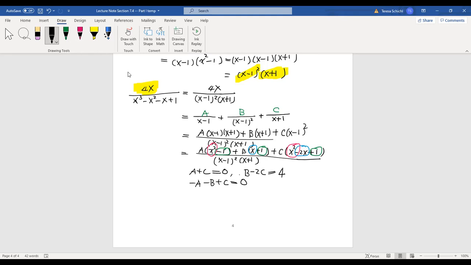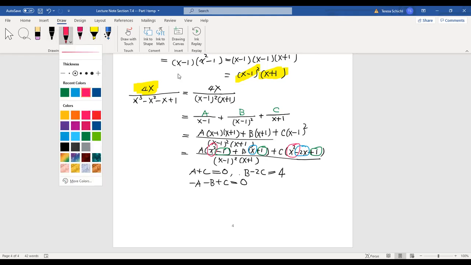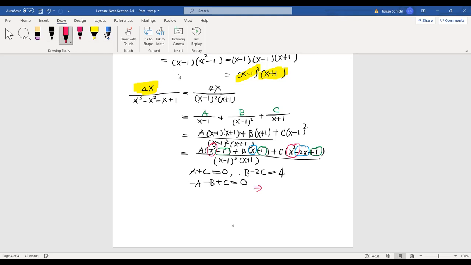So if you solve the system of equations, I assume everybody here should be very good at solving a system of equations, you will find that A is equal to 1. All right, so if A is equal to 1, then C is equal to negative 1. If C is equal to negative 1, then B is equal to 2 here.